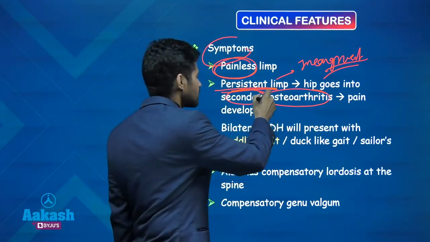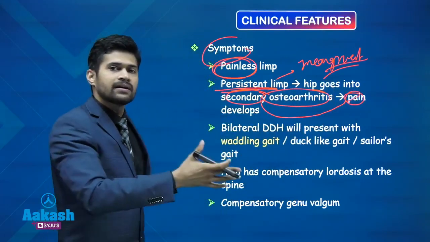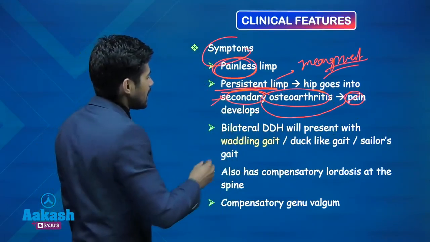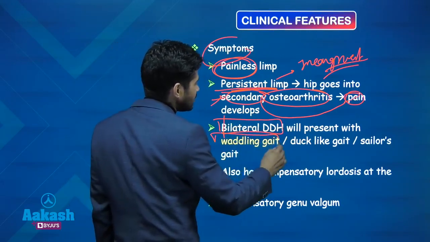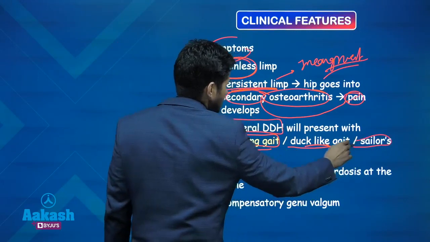If there is secondary osteoarthritis, now the pain can develop. So pain comes later, when the secondary osteoarthritis develops. And in case of bilateral DDH, remember there is a waddling gait or a duck-like gait, also known as sailor's gait.